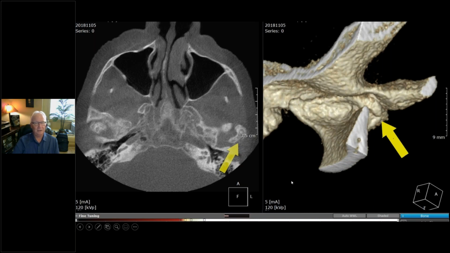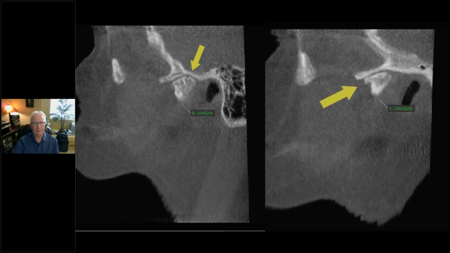So this patient is okay to do the implants on, but you have to at least coach them through what the potential morbidity is that you might create. And these are the sagittal views, right and left condylar views.